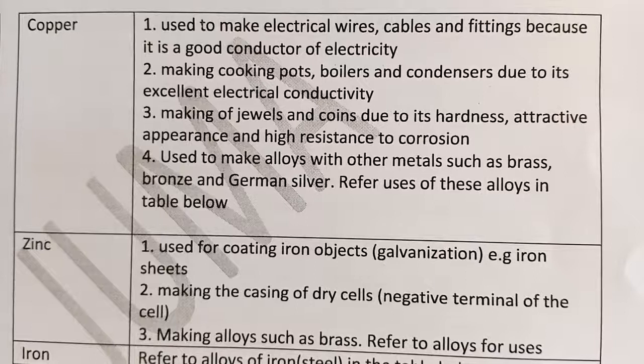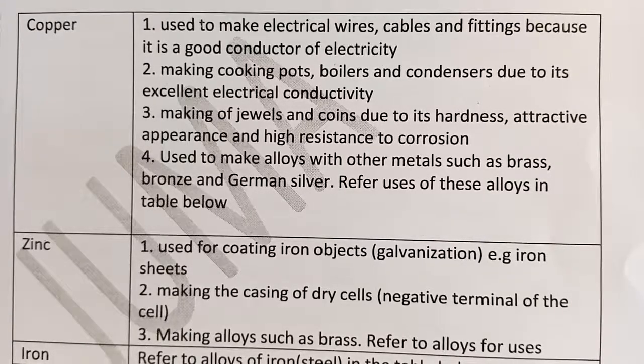Copper uses, number 1, used to make electrical wires, cables, and fittings because it is a good conductor of electricity. Copper is used in making cooking pots, boilers, and condensers due to its excellent conductivity. Copper is used in making jewels and coins due to its hardness, attractive appearance, and high resistance to corrosion.